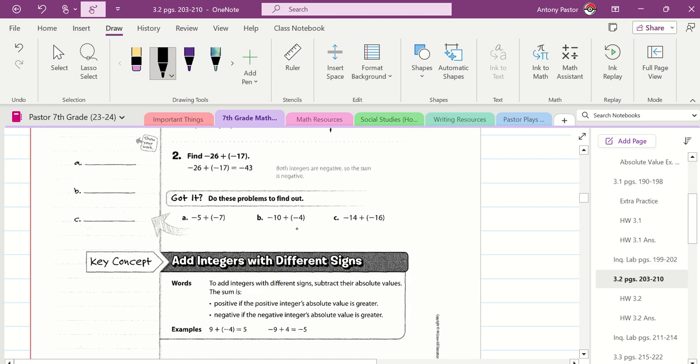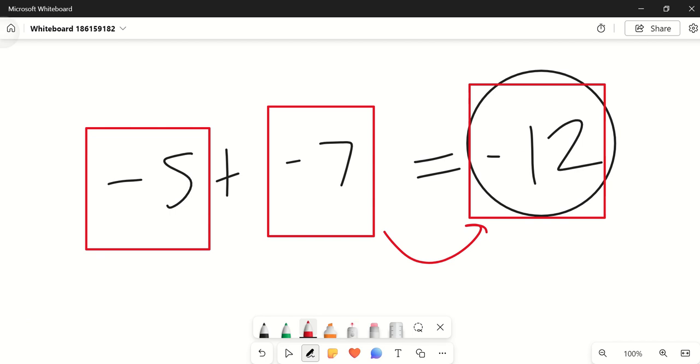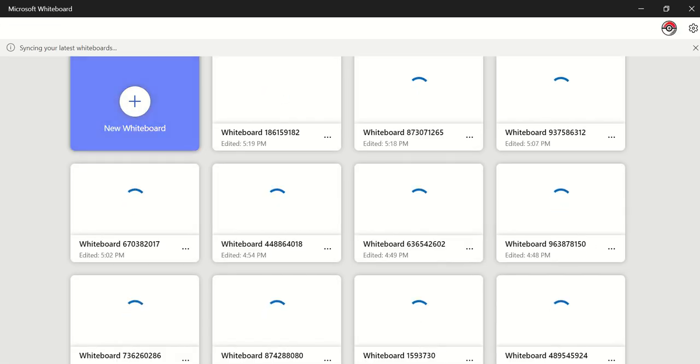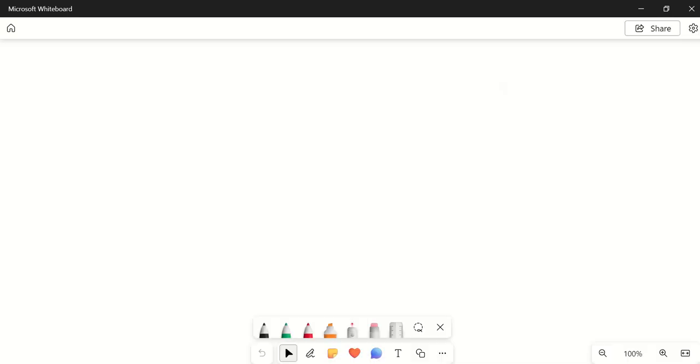Negative 10 plus negative 4 would just be 10 plus 4, which is 14. Throw the negative symbol in front of it, which is negative 14. And then negative 14 plus negative 16. We can balance this out. Again, it would just be 14 plus 16.